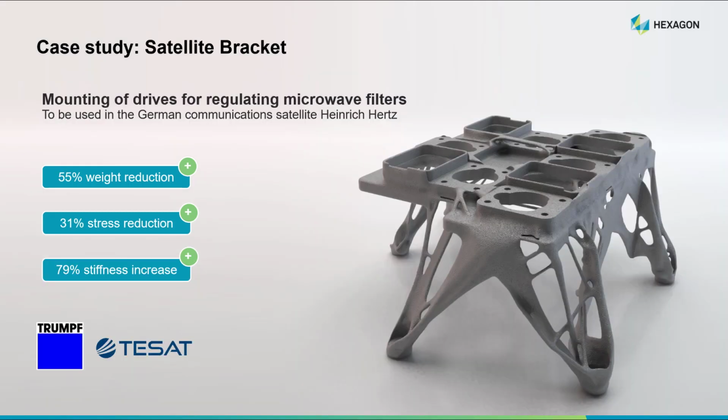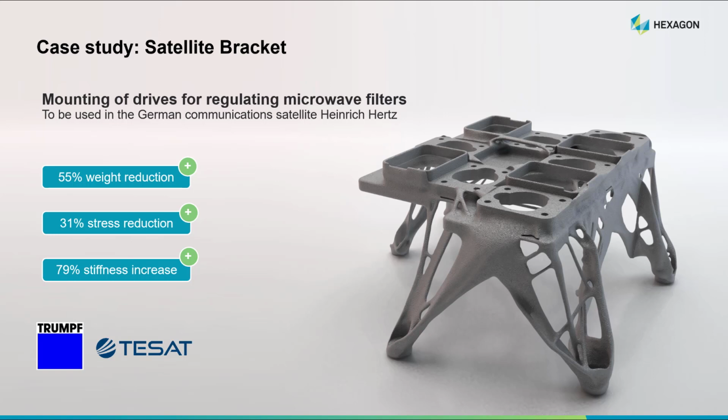Another one is a satellite bracket that was made together with Trumpf and Tesat. So Tesat is building these parts, and they were asking us to get to a more lightweight design that can be easily 3D printed on a Trumpf machine. So we have gone through the already known process and gained a 55% weight reduction to the already very lightweight design that is sent to space.